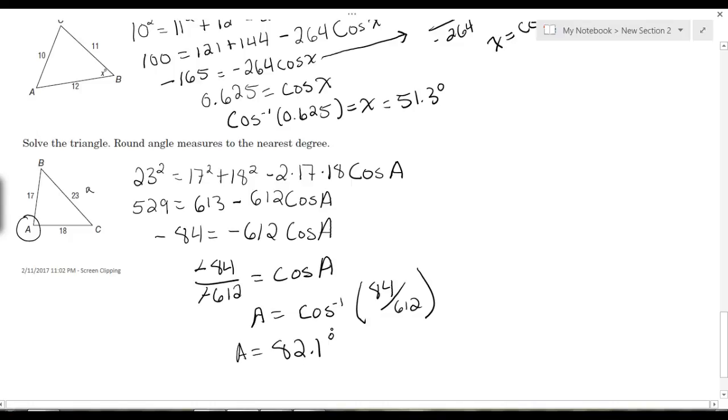And that is the end of our review of law of sines and law of cosines.